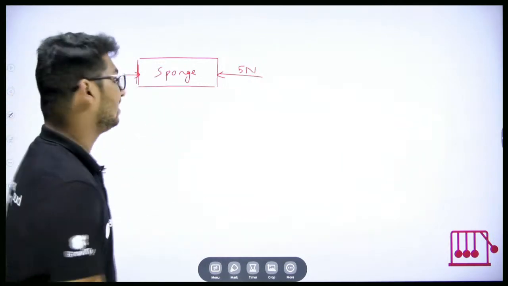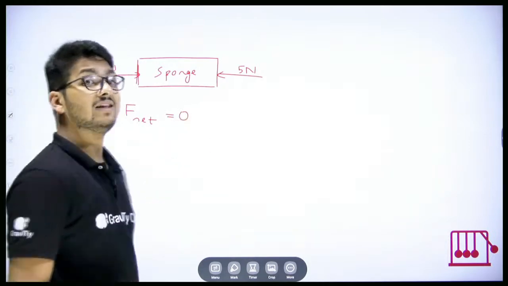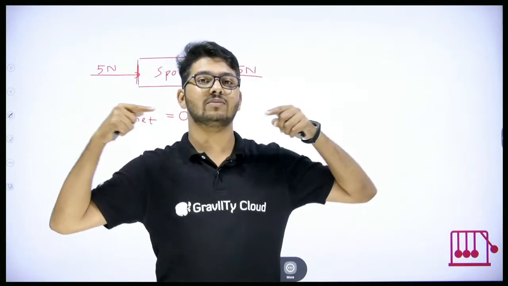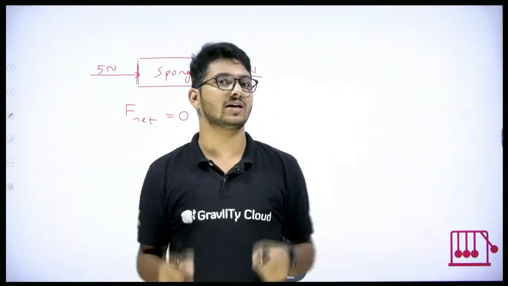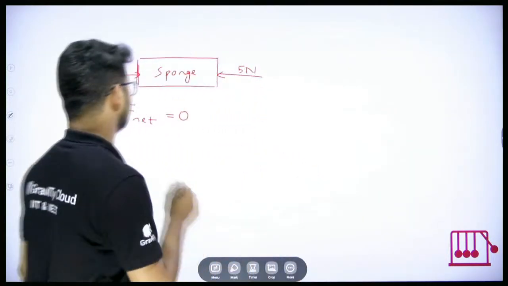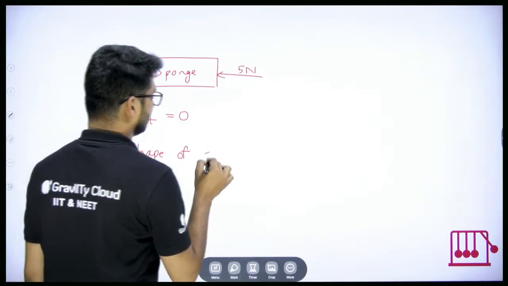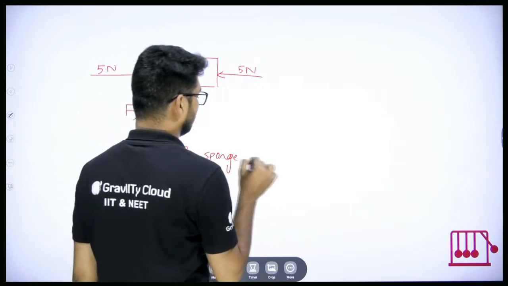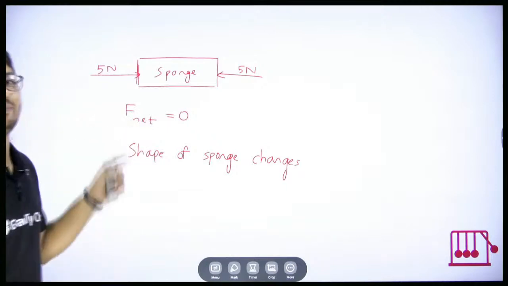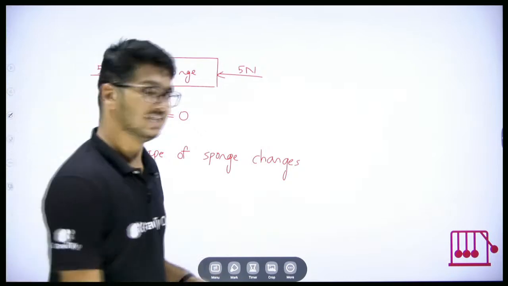Now in this case, what is net force? Net force is 0. But will the shape of the sponge change? If you press the sponge from two sides, two opposite sides, will the shape of the sponge change? It will. Yes? The shape of the sponge changes. So here you have a case of balanced forces because net force is 0, but the shape changes.